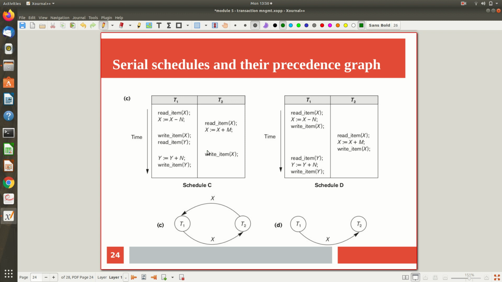Similarly, what about this one? Even though it is interleaved, you can see the only edge is going from T1 to T2. But remember, in all these cases, commit and other such operations are not highlighted. If they are there, you should still be able to draw the graph, because for the graph we are only considering the read and write operations, the conflicting operation pairs, and we are not looking at the other features.